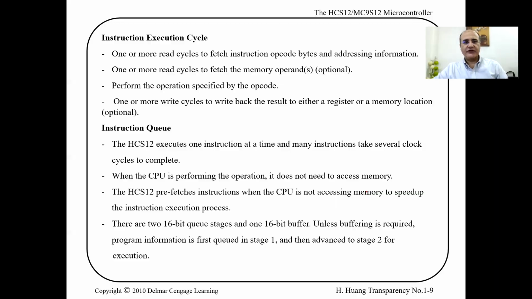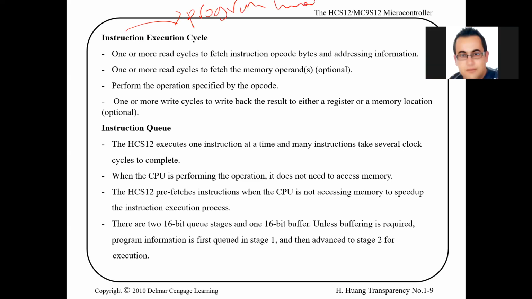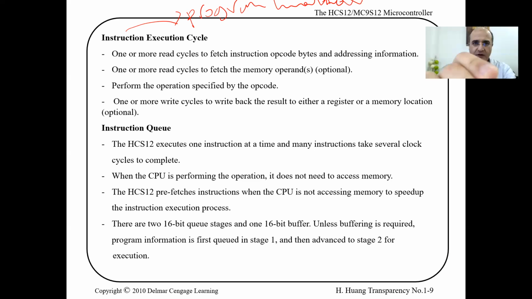Instruction execution cycle. Okay. When we speak about an instruction that is in the program memory, instructions are where? In the program memory. The control unit, we talked about this before, the control unit through the program counter fetches an instruction to the CPU, decodes it, and executes it.